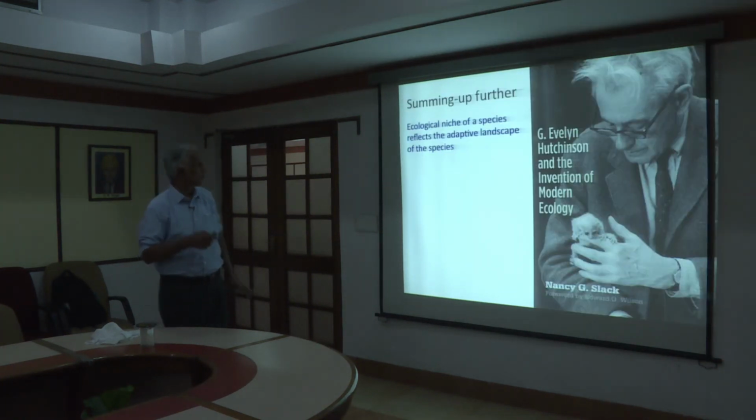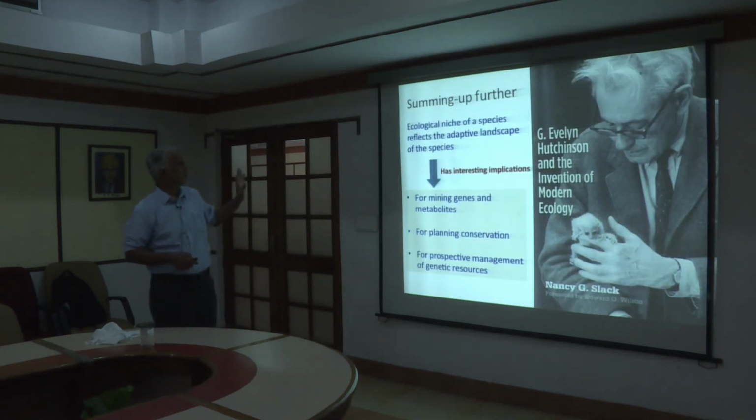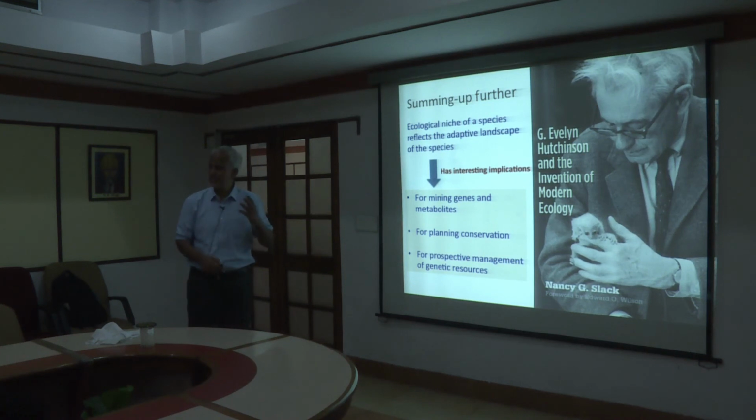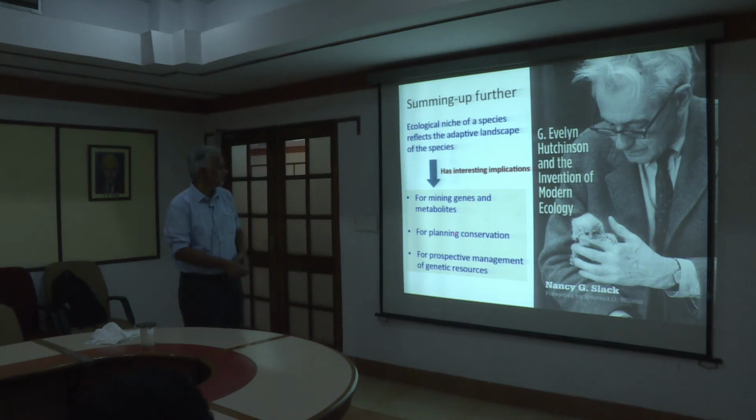Okay. So summing up further, the ecological niche of a species reflects the adaptive landscape of the species. It has interesting implications. Three implications that I am gleaning are mining genes and metabolites, which we are already doing in the lab, planning for conservation, which I have not spoken about but we work on that, and prospective management of genetic resources. Hopefully a little bit of that has rubbed off on you.